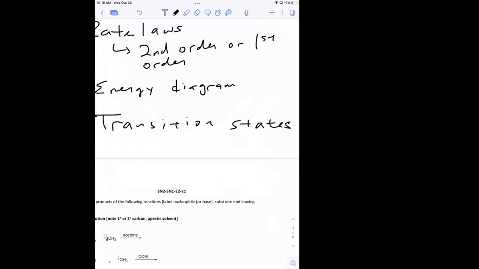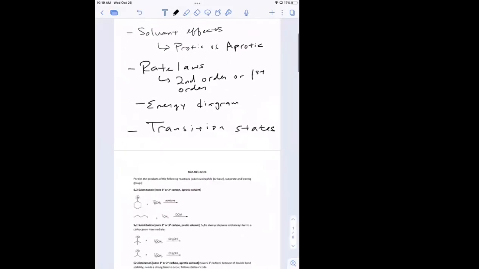All right, because the substitution and elimination reactions are going to have different transition states. And I think I showed you this already, but we're just going to touch it again. All right, any questions so far? Everybody good?